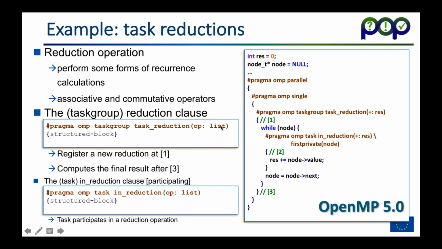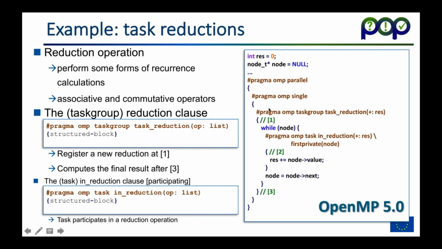So this is the operation, for example, addition. This is a list of variables which should be handled as reduction variables. And then on every task, we have the in reduction clause, again the operation and the list of variables. So let's take a look at an example here.